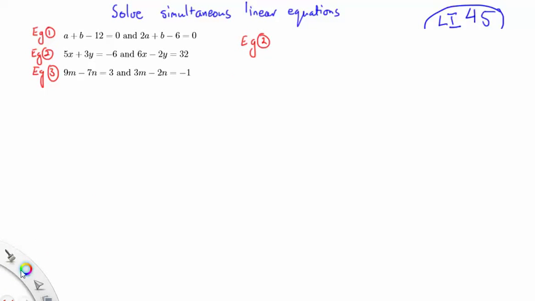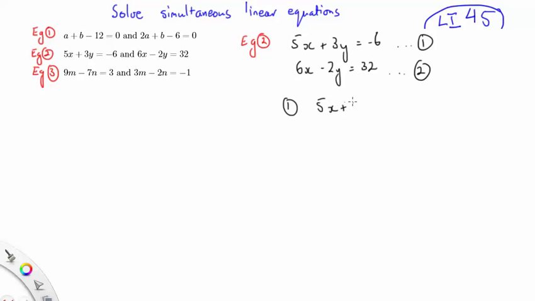So I'm going to do the same thing. I used elimination the first time, so this time I'm going to use substitution just to mix things up a bit. So this is equation 1, this is equation 2. Now let's rearrange equation 1. So we have 5x plus 3y equals -6, and I'm going to make x the subject. I've chosen that x is going to be by itself.